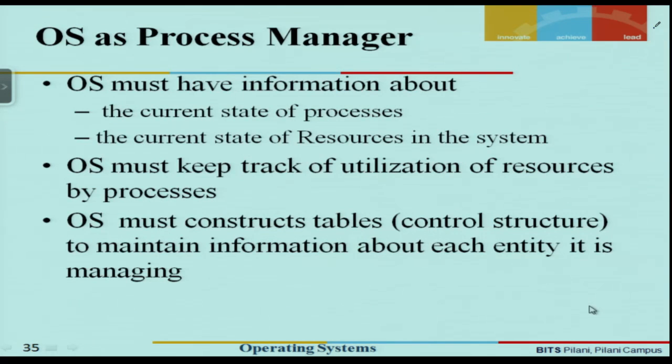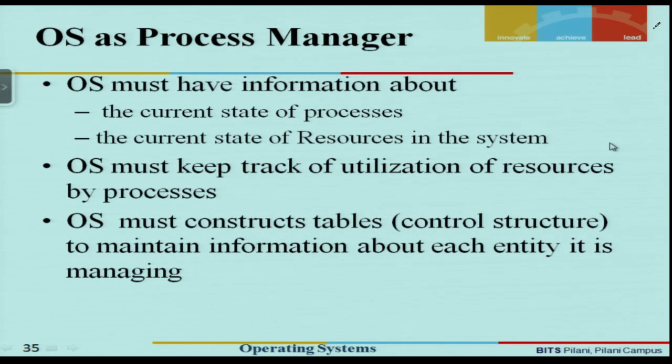So we have just seen that the operating system manages the processes. So we need to see what the activities are, what the information is which the operating system as a process manager is required to have. So we can say that the operating system must have information about the current state of processes, that is, in what state a specific process is, and the current state of resources in the system.